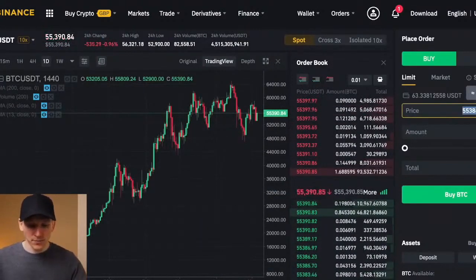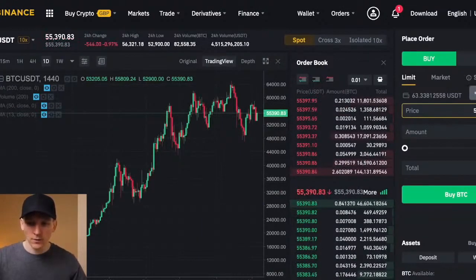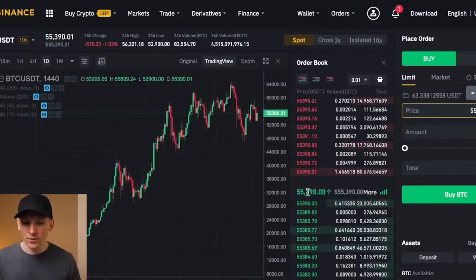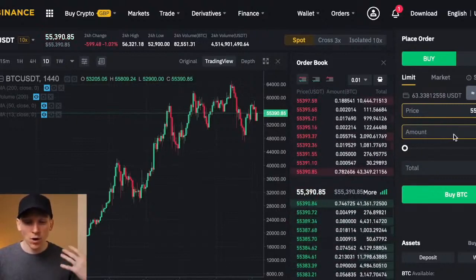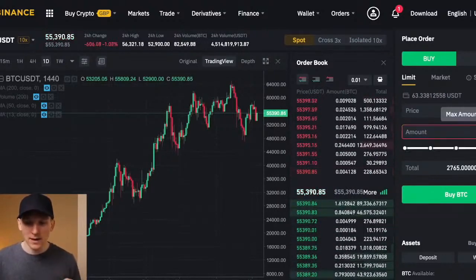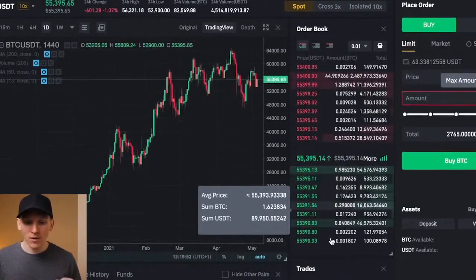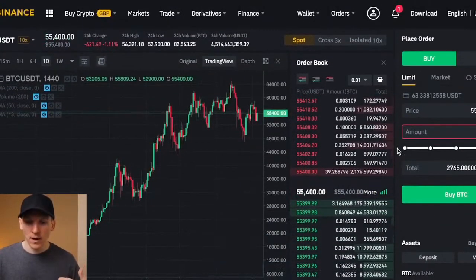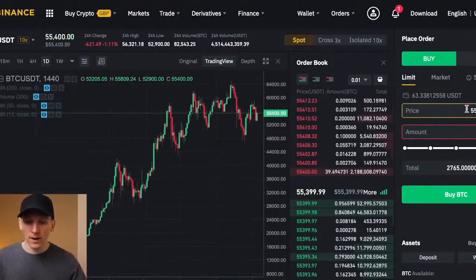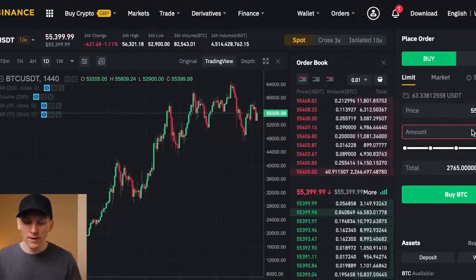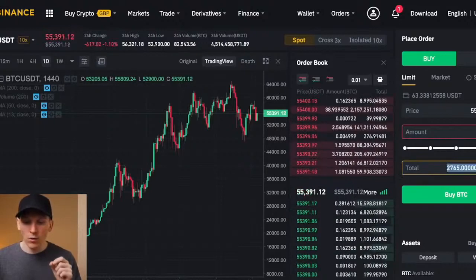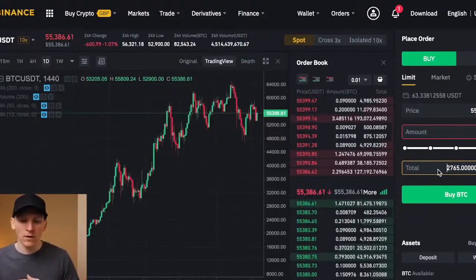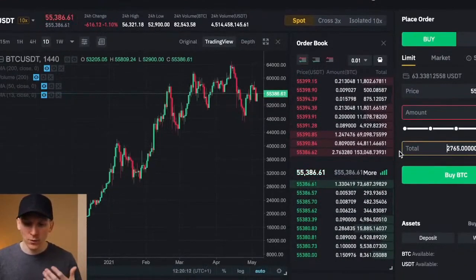Or we can choose 55,300. 55,300 is below the current price. You see it's trading at 390 right now. So we're not going to trade immediately, but our order will be placed on this order book and it will actually be way down here away from this order book. But you can see we can choose the price that we pay, we can choose the amount that we buy, and then we know exactly what our order is before it goes through, because the system can just times the amount by the price per Bitcoin that we're trading.